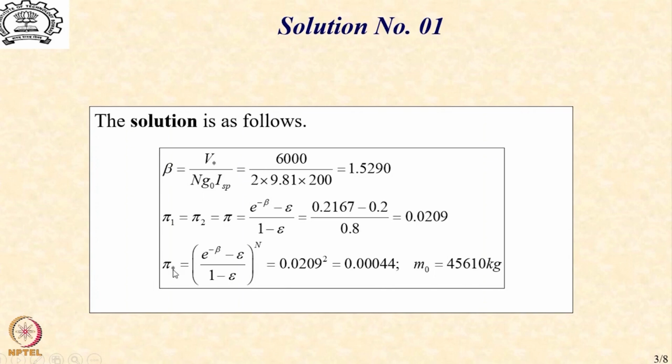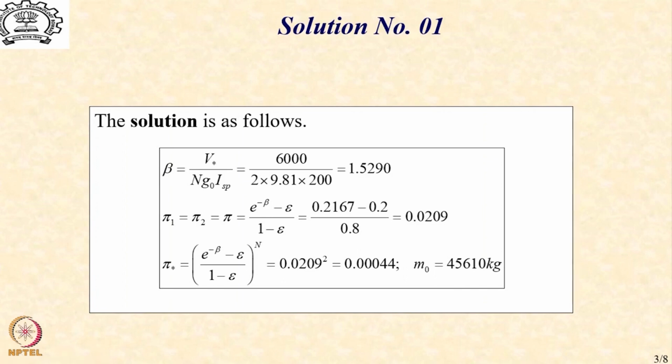Next, we talk about the mission payload fraction pi star, which is nothing but the stage payload ratio raised to the power n, where n is number of stages. So in this case, as there are two stages, we get 0.0209 squared, which is 0.00044, and from this, using the payload requirement of 20 kg, we find that the liftoff mass is 45,610 kg or 45.6 tons.